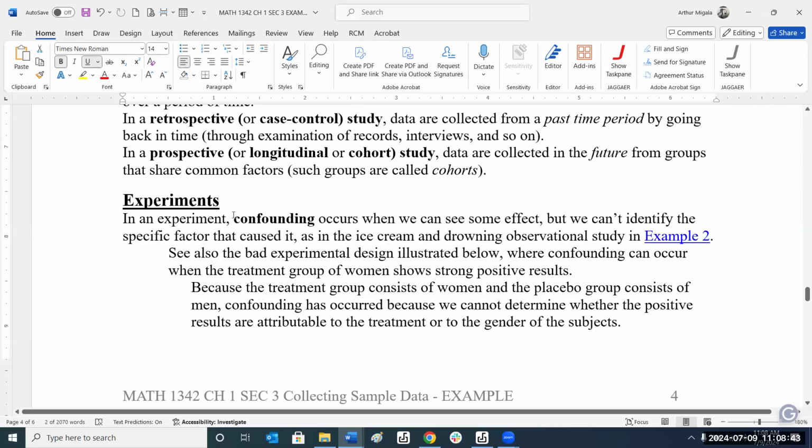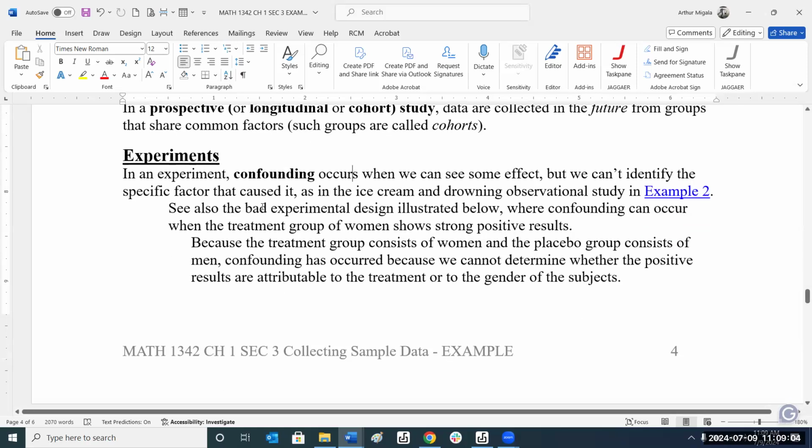Experiments. In an experiment, confounding occurs when we can see some effects, but we can't identify the specific factors that caused it. Ice cream and the drowning. So that's confounding, where multiple things happen and we can't associate them. See also the bad experimental designs illustrated below. We're going to do that next.